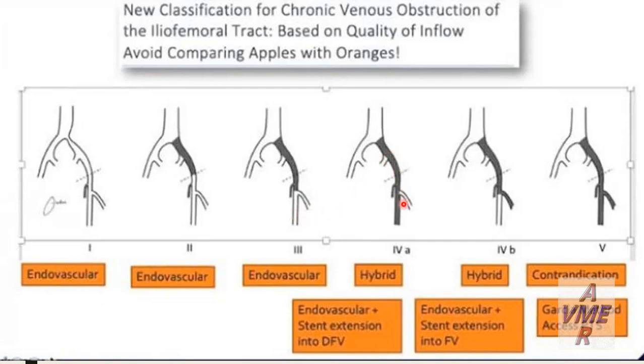But if we have involvement of the femoral or profunda femoris, you have to consider the option of hybrid. Hybrid means endophlebectomy and endovascular management with stent extension either into a patent profunda femoris or patent femoral vein. But if we have no inflow, with occlusion of the profunda femoris, femoral vein, and common femoral, endovascular treatment is contraindicated. It needs conservative management.